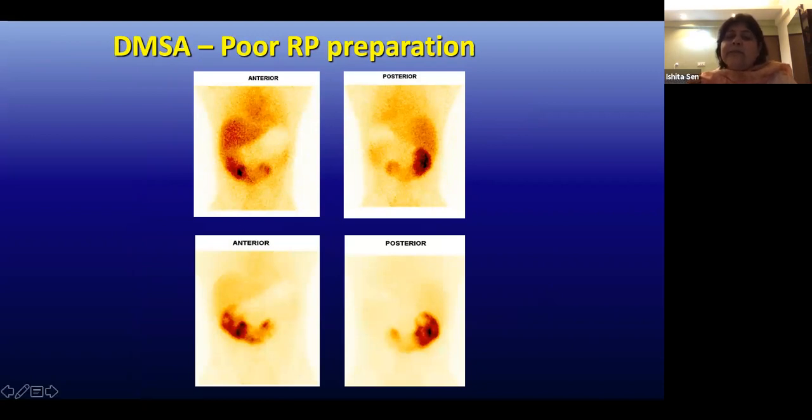So this is again DMSA with a poor radiopharmaceutical preparation. Sometimes if the DMSA is not a good quality DMSA, you will get all kinds of activity in the bowel, in the liver, in the heart. So again, it's important for the nuclear medicine physician to know that the radiopharmaceutical quality is good.